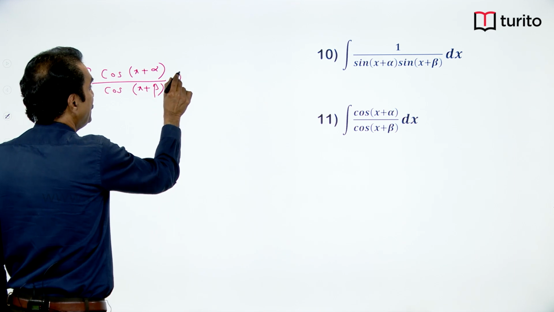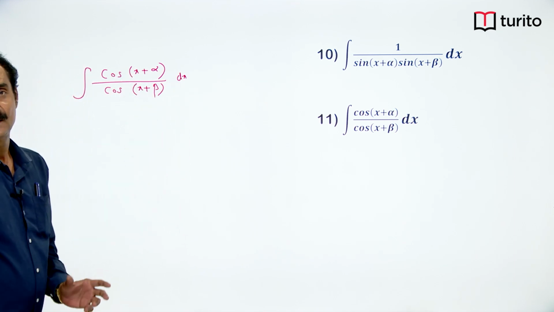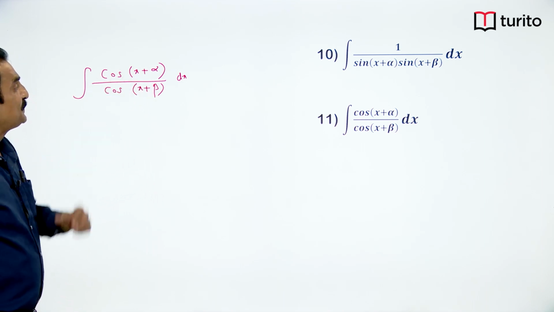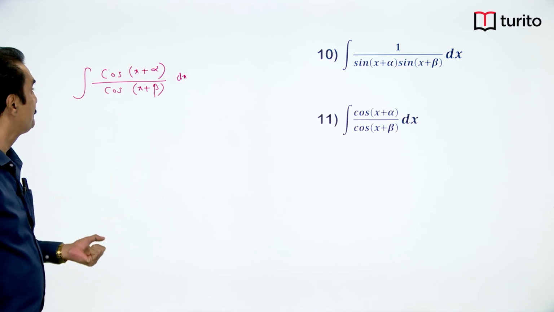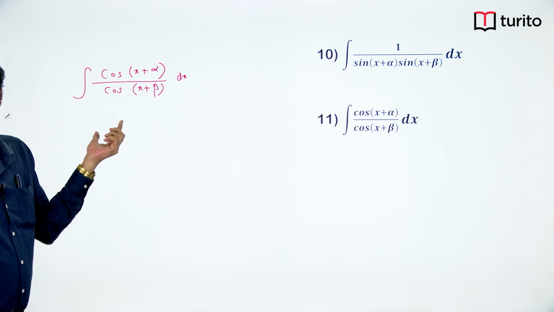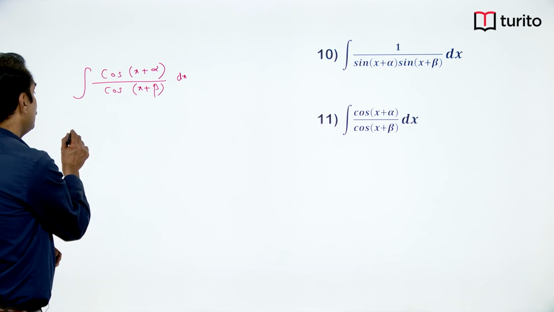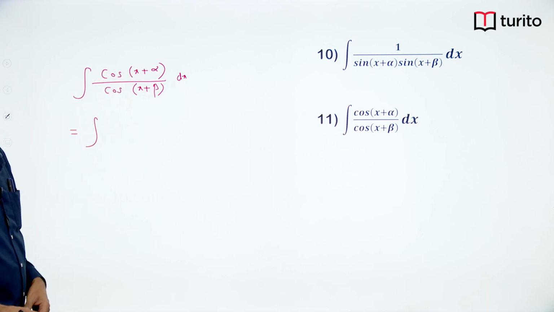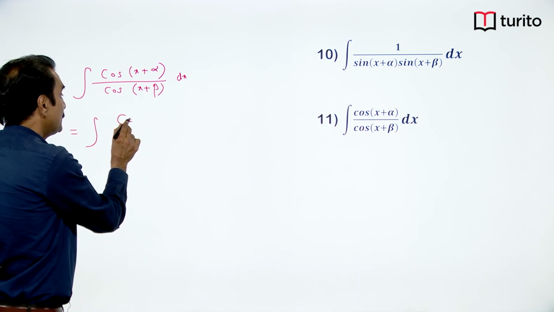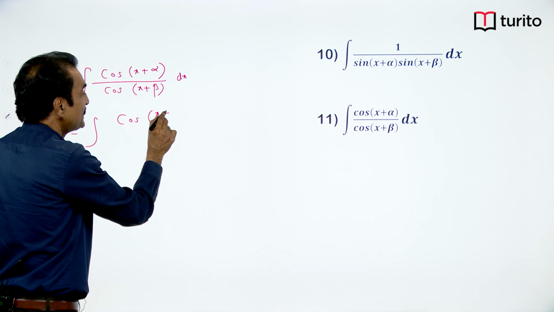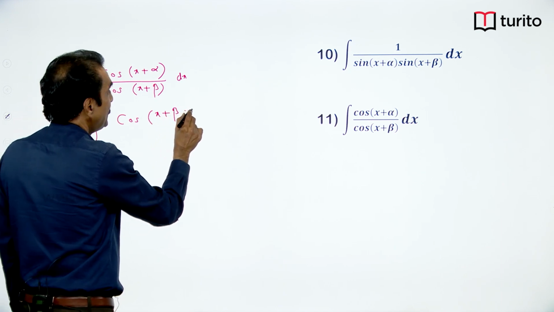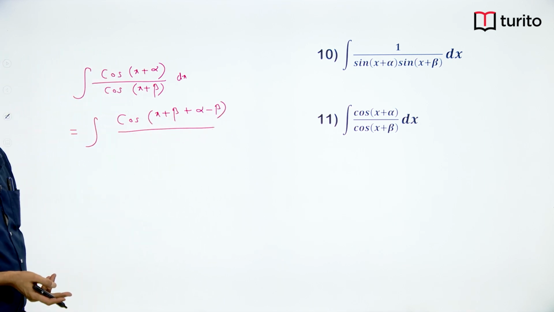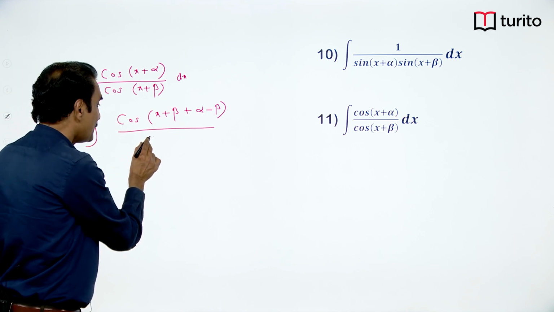How to decompose it? In the earlier question it was a product, this time it is a ratio. We write x plus alpha in terms of x plus beta, and then the denominator can be separated and we can calculate the integral. How to write x plus alpha in terms of x plus beta? You can write it as x plus beta plus alpha minus beta. It is x plus alpha only now, by cos of x plus beta.